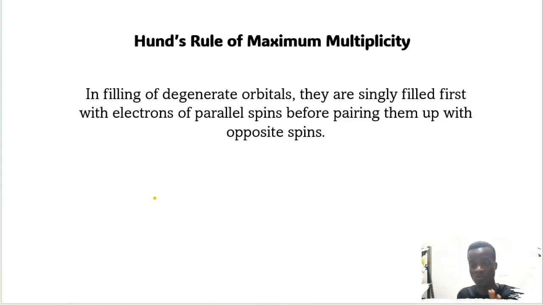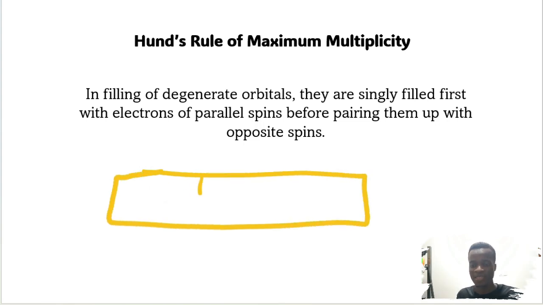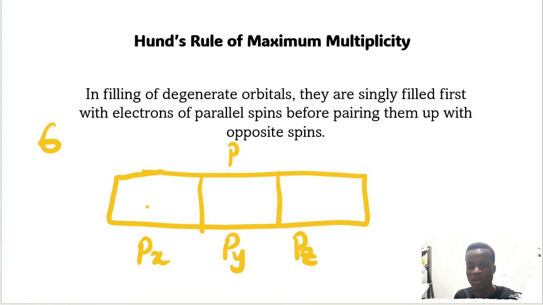I'm going to use the p to illustrate what happens. This is a p orbital, right? And we say it takes a maximum of 6 electrons. So we are going to fill them with 6 electrons. What Hund's rule is saying is that if you are filling this degenerate orbital, I have px, py, and pz, and I know that they have these sub-sections. So what I will do is singly fill them first with electrons of parallel spins. Parallel spin means that my spin is going up, right? We've singly filled, this is how many sections? 1, 2, 3, right? So you singly fill first with electrons of parallel spins.